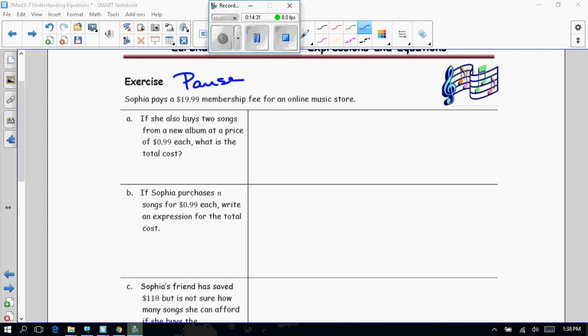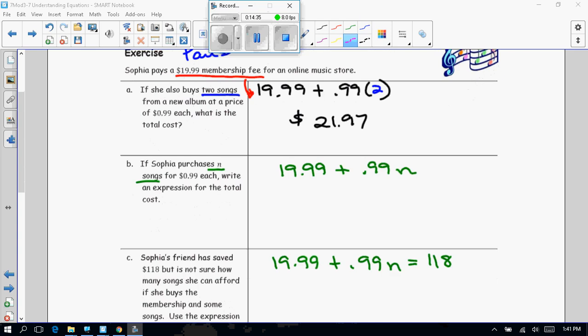Okay, so the membership fee is added to all of the answers. You have a $19.99 membership fee plus 99 cents for every song. She's buying 2 songs, so it's going to cost her $21.97. Sophia purchases N number of songs: for any number you would just change it to $19.99 plus the 99 cents for any number of songs, and then you can calculate her price for any of them.